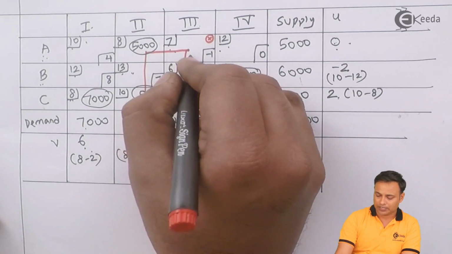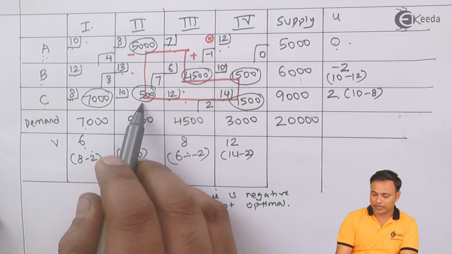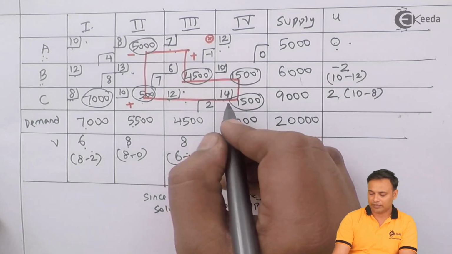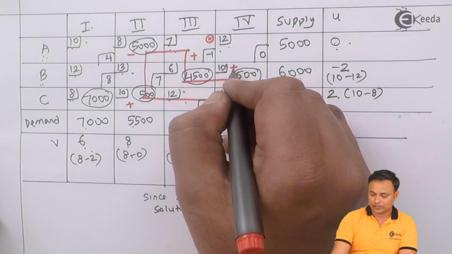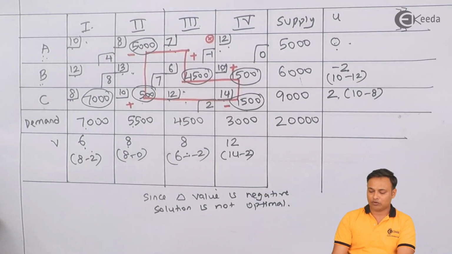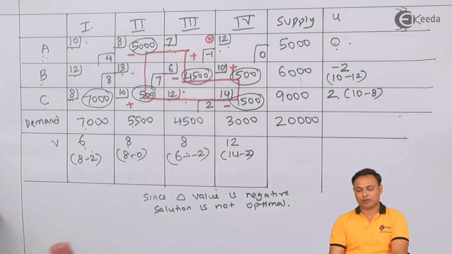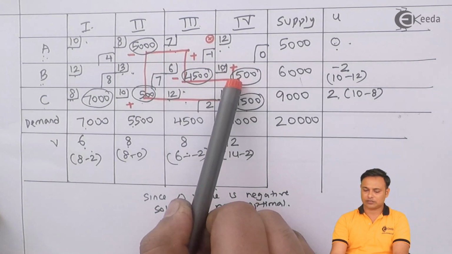So I'll give it a plus. We jumped to 5000, minus. We came to 500, plus. We jumped to 1500, minus. We jumped to 1500, plus. And we again jumped to 4500. It will be minus. So there will be totally 3 minus and 3 plus in this case.